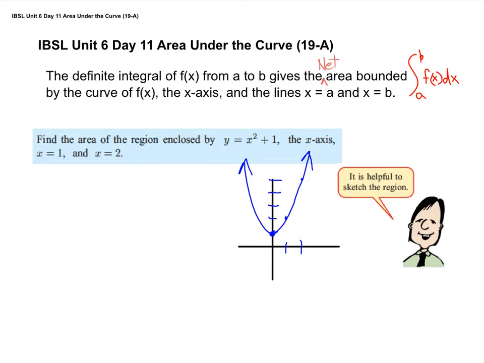They'll say, find the area of the region enclosed by x squared plus 1, the x-axis, x equals 1, and x equals 2. All right, so here's our line x equals 1. Here's our line x equals 2. Here is the x-axis. And of course, we've drawn the function already, x squared plus 1. All right, so if you look at these, we have this shape right here.